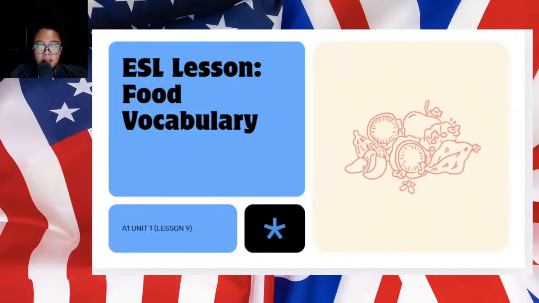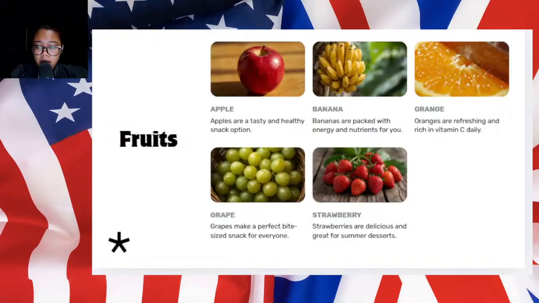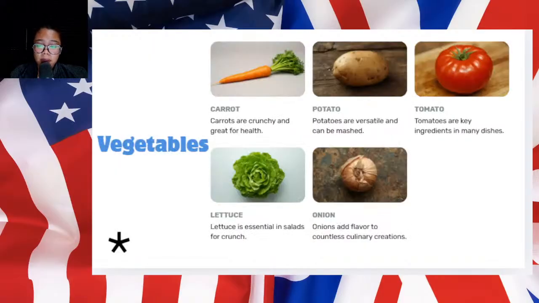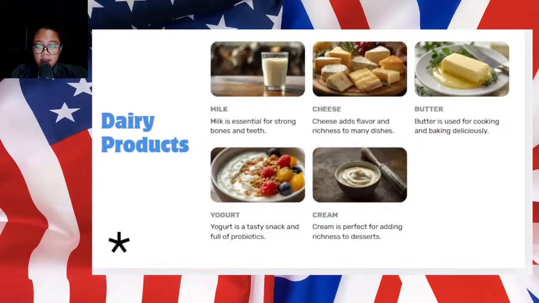So that is food vocabulary. So far, everybody, we've tackled about three categories. First is fruits, followed by vegetables, and third is dairy products. There are still more posters left. That is dairy products.